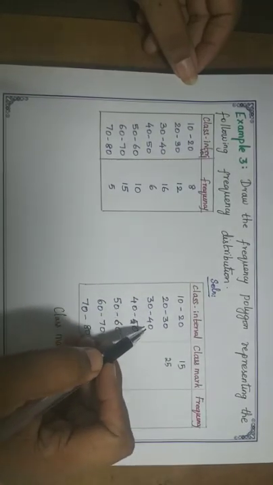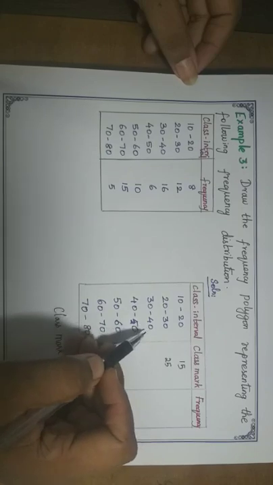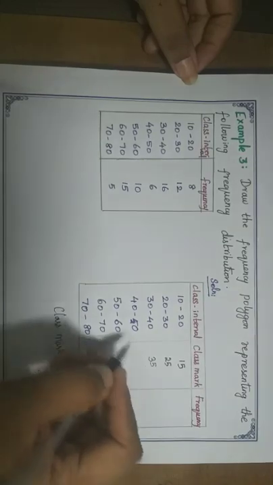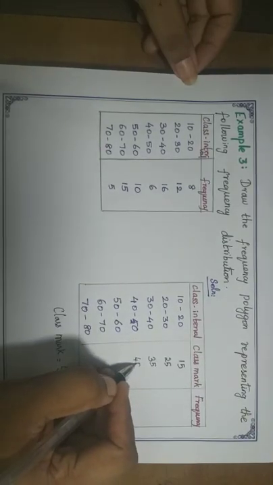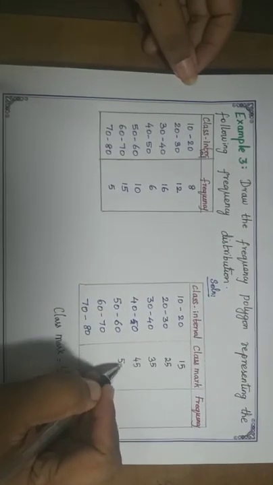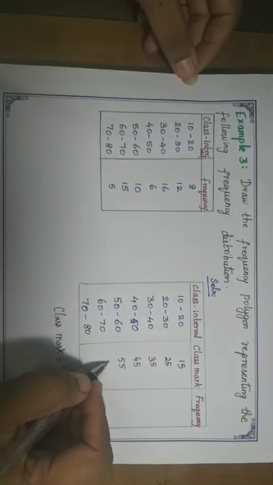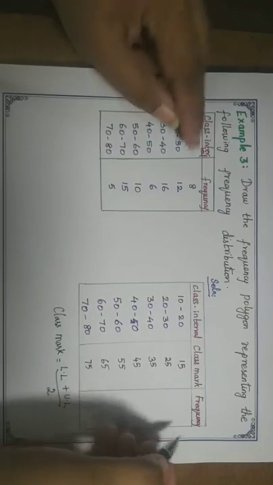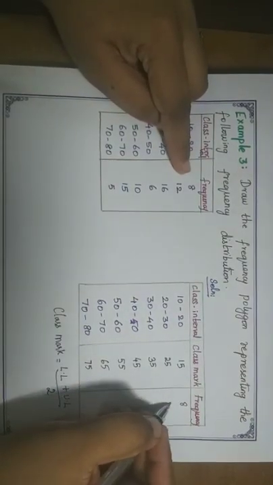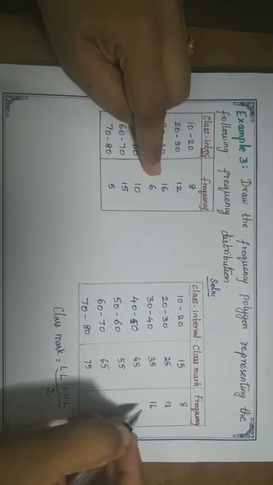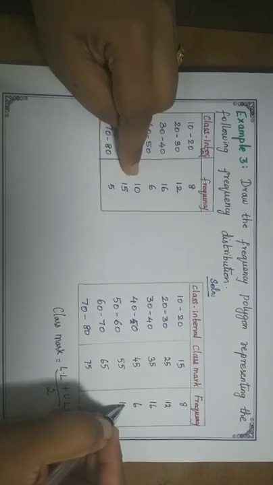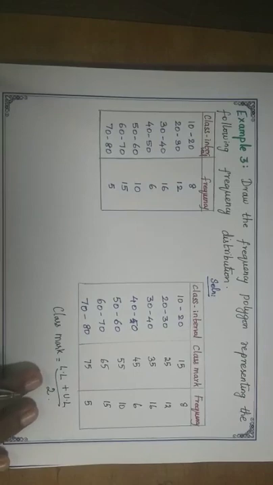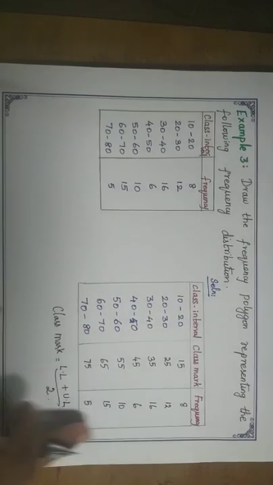So 30 plus 40 is 70, 70 by 2 is 35, or for 30 to 40 the mid value is 35. 40 to 50, 45. 50 to 60, 55. 60 to 70, 65. 70 to 80, 75. Now the frequency will be the same: 8, 12, 16, 6, 10, 15 and 5. So now we have calculated the class mark and written the frequency.